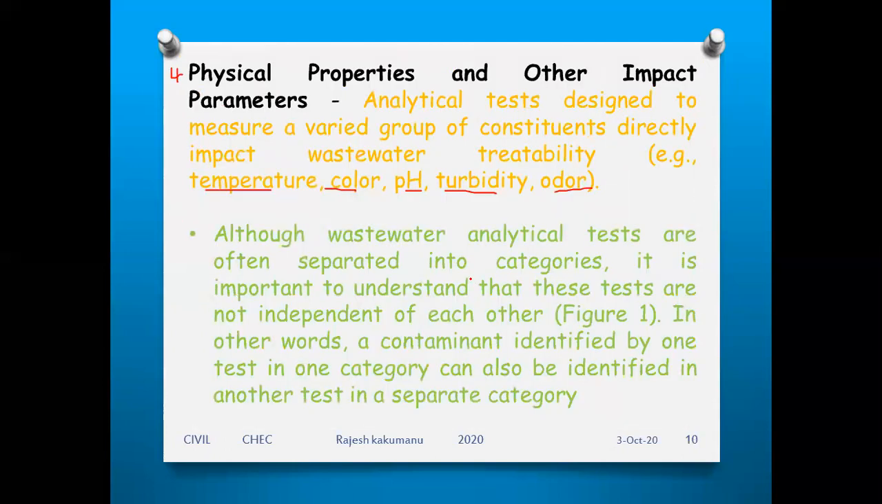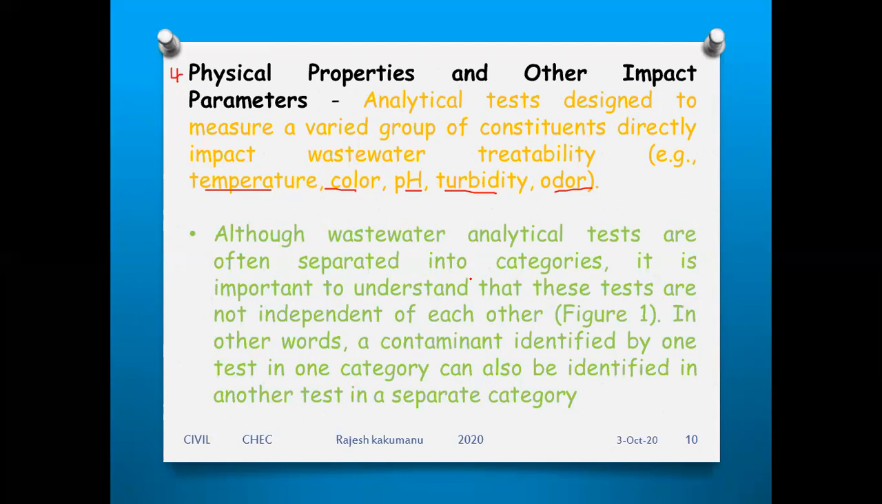Although wastewater analytical tests are often separated into categories, it is important to understand that these tests are not independent of each other. So what it is saying is that whatever wastewater tests are carried out are done separately in separate categories, but these tests are not independent of each other. Organics, solids, nutrients and physical properties are not under separate categories. They are all combined in a single picture.